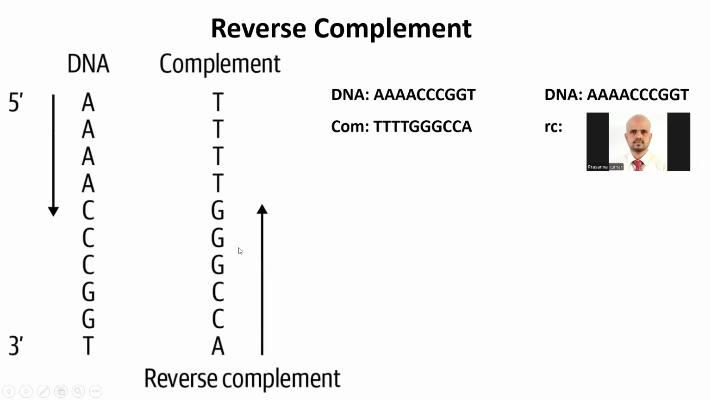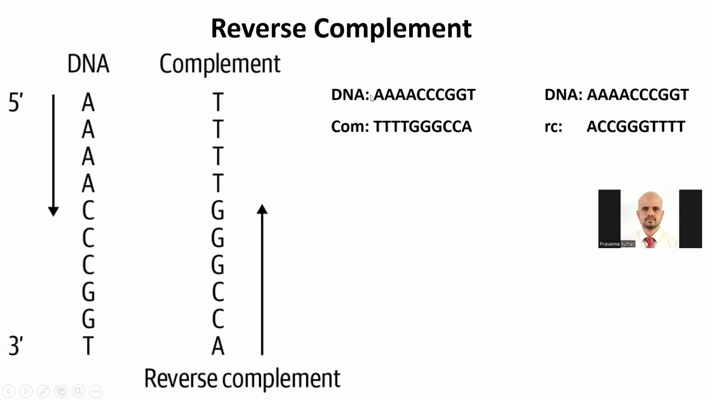Okay, see here, say for example, consider this 10 base pair DNA strand: A, triple C, double G, T. I hope you know this complementation. Adenine always pairs with thymine, and cytosine always pairs with guanine.